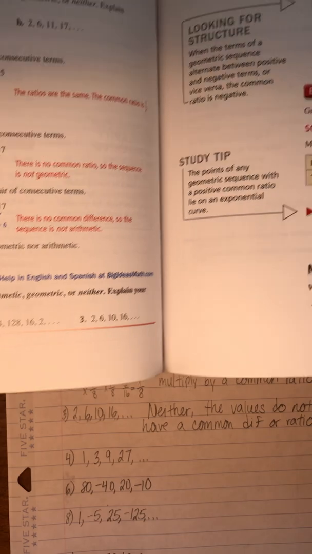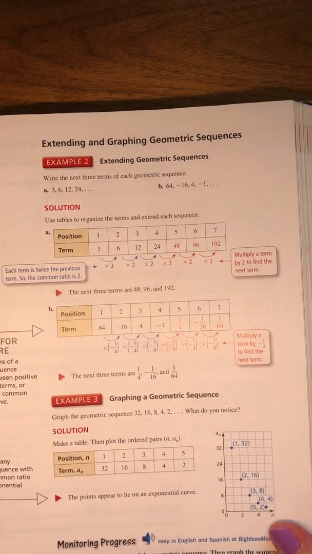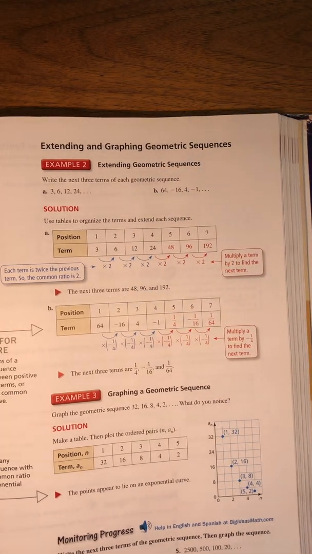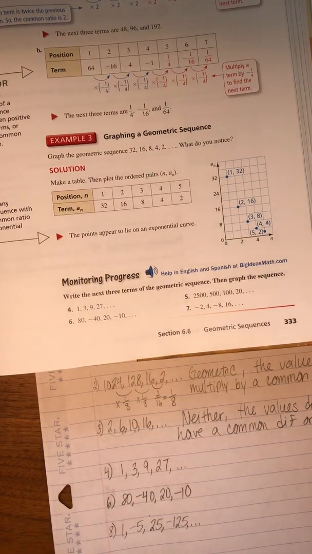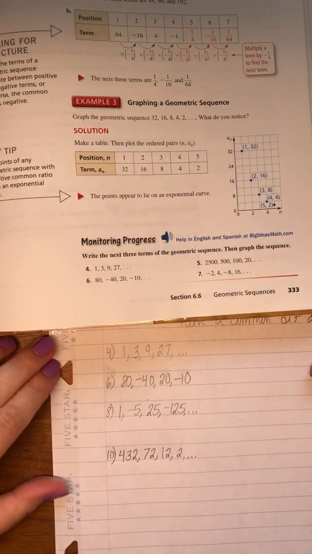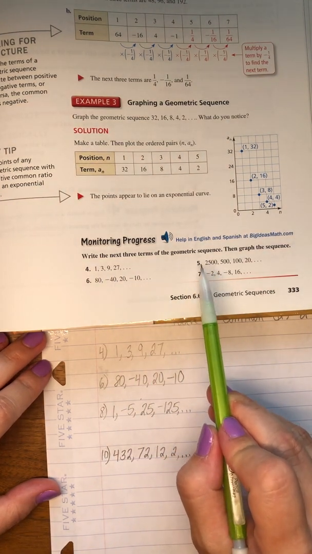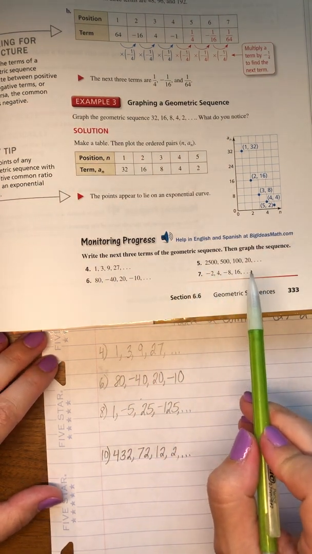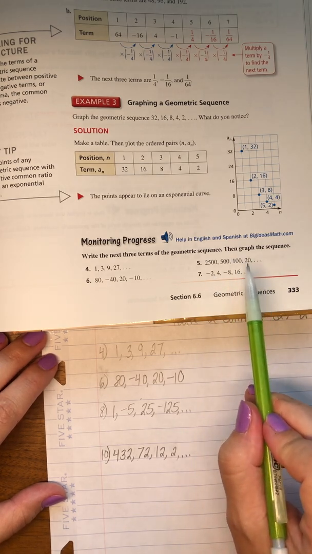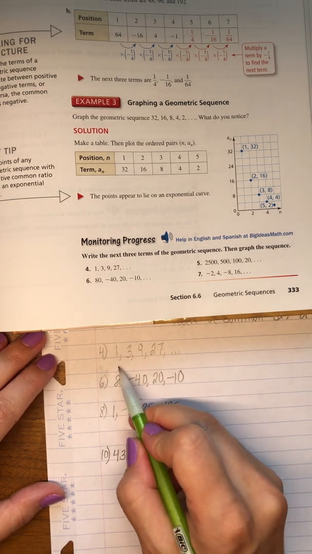We're going to look at example 2's monitoring progress. If you want to go back and remember, this is example 2. We're going to find the next 3 terms in the sequence. I'm going to go down here to monitoring progress number 4. In number 4, it says in the directions, I'm going to write the next 3 terms of the geometric sequence. And then it says we're going to graph. I'm not going to graph it, because we don't need to plot the points, but I'm going to find the next 3 terms. So let's take a look at number 4.